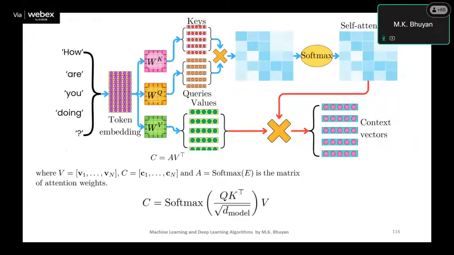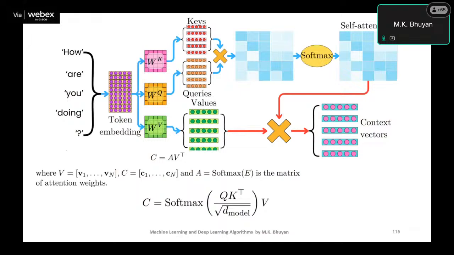Again, I am showing the same principle. The input is "how are you doing". Token embedding we have done. After this, we have determined the key and the query, and we have also determined the value. After softmax, I get the self-attention score. It is multiplied with the value, and I get the context vector. So this is the principle of self-attention. This is how we determine attention, and we get the context vectors after these operations.